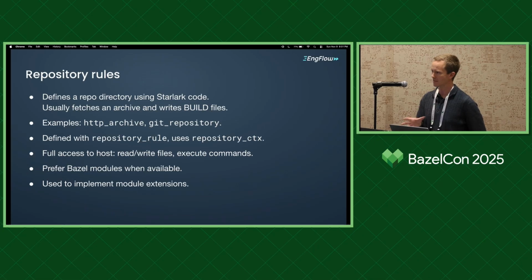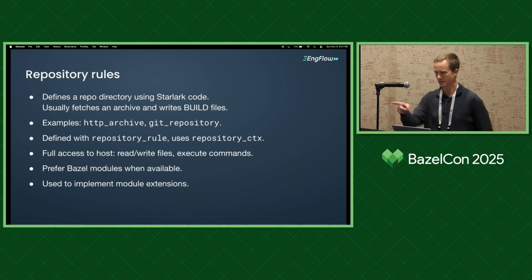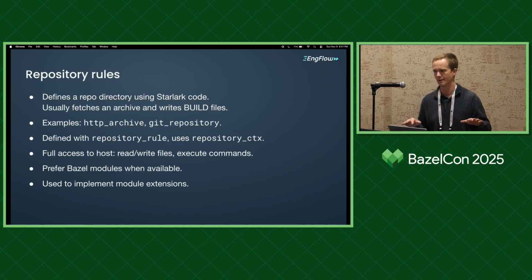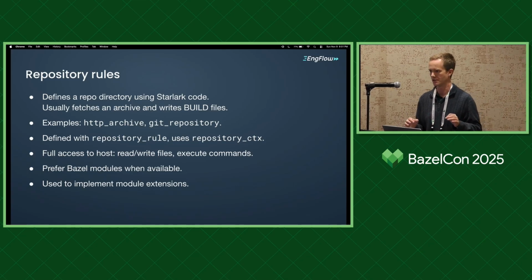If it is a simple archive, like you can use http_archive, git_repository, and so on, use a repository rule. And if you have something more complicated where you need to gather information across your module graph, then you'll use a module extension. Or if you need to share that repo with other modules.